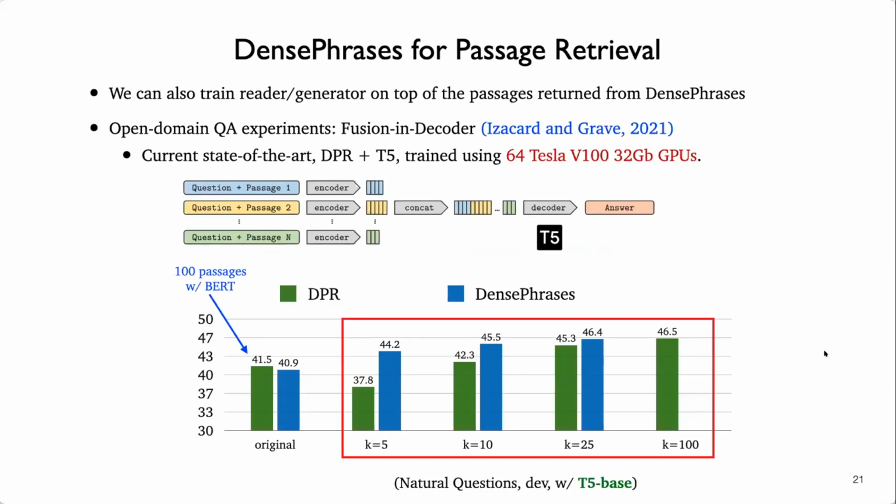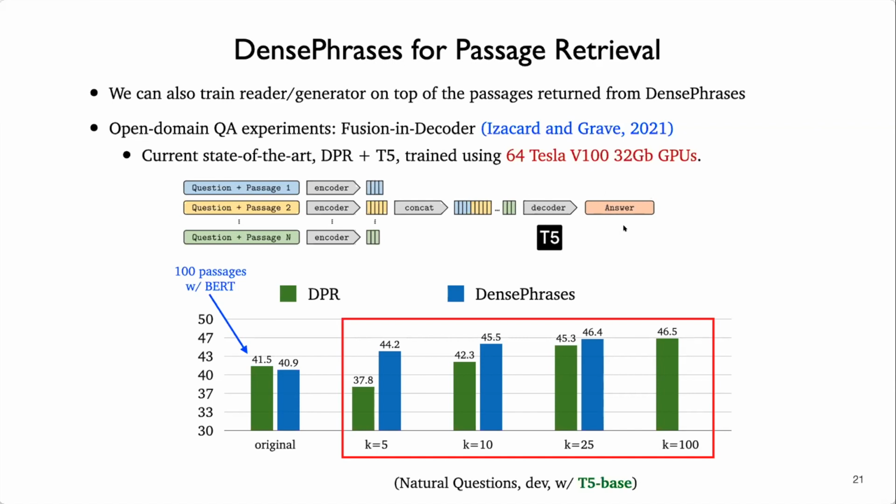Okay, I want to very quickly describe this. By observing these results, we find that we can just take DensePhrases to return some passages, and we can still train a reader or generator on top of the passages returned from DensePhrases. So we actually consider the Fusion-in-Decoder model. I think Jason also talked about this this morning. This model is training a T5 model on top of the top 100 passages returned from the DPR. And this model is very, very expensive. They require using something like 64 V100 32 gigabyte GPUs. So it's a very expensive model.